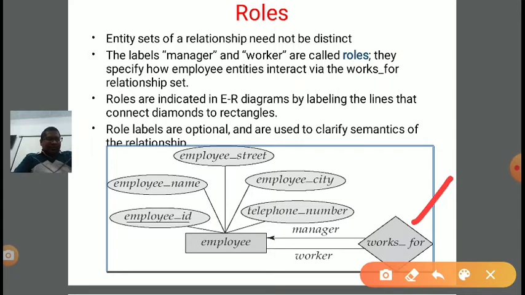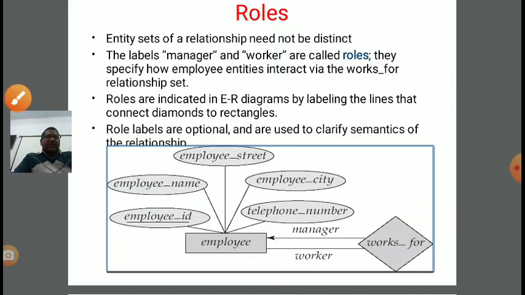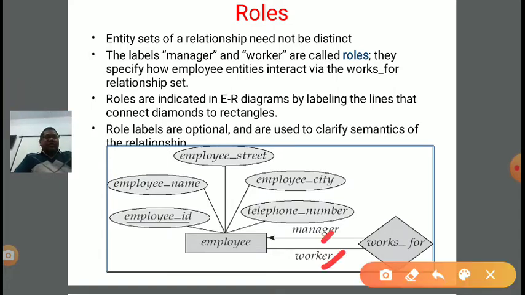Now if you see the relationship between the employee and this relationship set, employee is the worker of the works for relationship set, and works for has a relationship with employee as manager. So we can say that it is a unary relationship. Why unary? Because it contains only one entity set. The labels manager and worker are called roles. They are called roles because the same person can perform different roles depending upon the entity or relationship set.